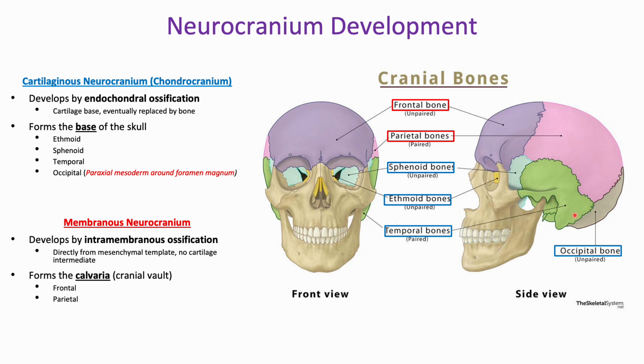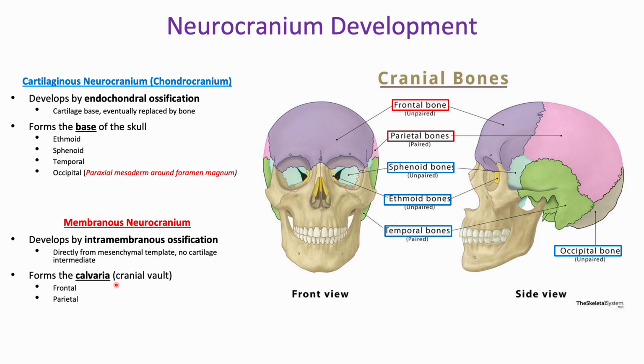I do want to point out that this occipital bone, in the region around the foramen magnum, as opposed to the cartilaginous neurocranium we're talking about here, is going to have derivatives from paraxial mesoderm. That's specifically around the region of the foramen magnum, which is the opening that allows the nervous system to pass from the brain into the spinal cord. All right, so that's a quick overview of our cartilaginous neurocranium. It's also known as our chondrocranium. Thinking about our membranous neurocranium, that forms the rest of our skull.